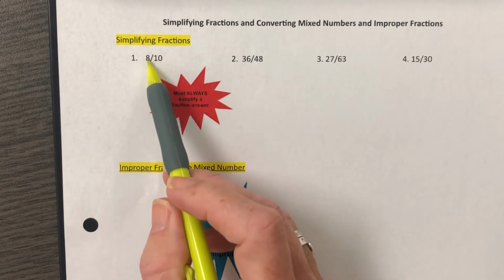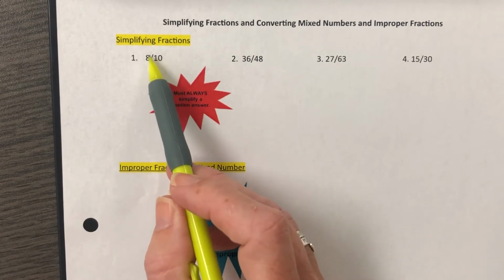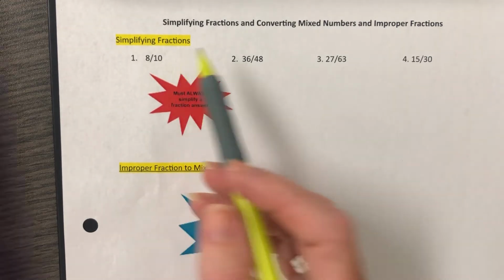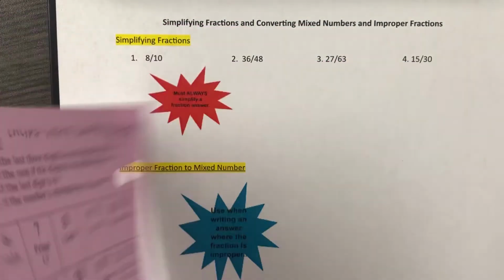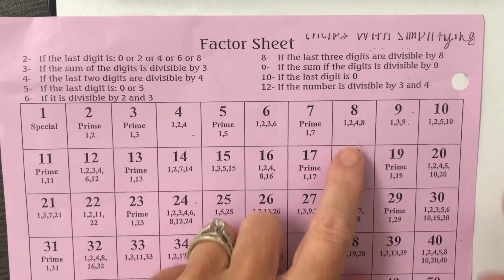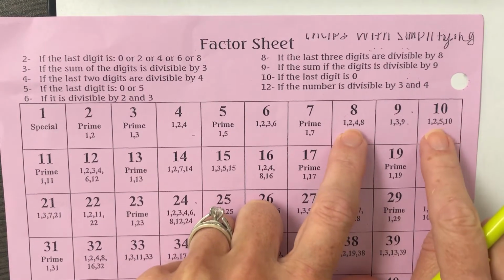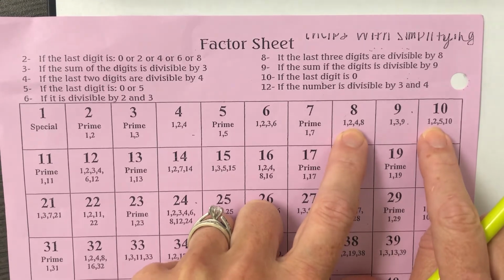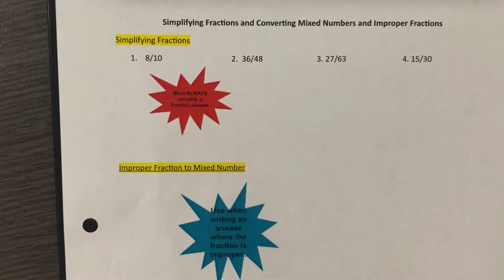Let me give you a hint: anytime the top and the bottom are both even, they will always share a factor of 2. I also gave you this factor sheet on the opposite side of the multiplication table. Another way you can look at it is to find 8 right here and 10. The only number they have in common besides 1, because dividing by 1 will not help us, is 2. So that would be their greatest common factor.